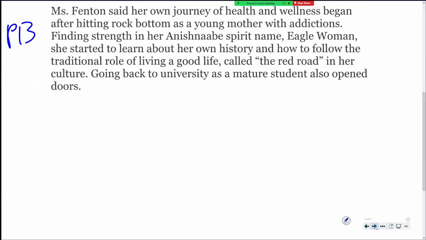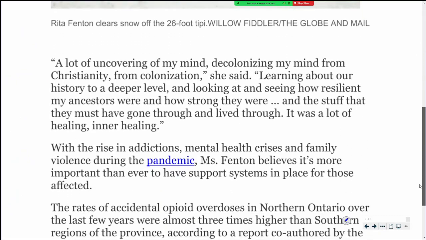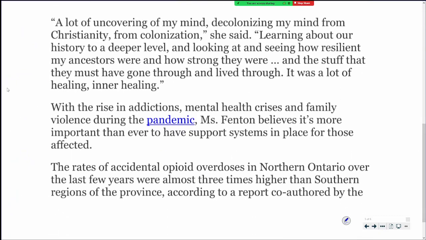Paragraph 13. So paragraph 14 reads, "A lot of uncovering of my mind, decolonizing my mind from Christianity, from colonization," she said. "Learning about our history to a deeper level, and looking at and seeing how resilient my ancestors were and how strong they were, and the stuff that they must have gone through and lived through. It was a lot of healing, inner healing." With the rise in addictions, mental health crises, and family violence during the pandemic, Ms. Fenton believes it's more important than ever to have support systems in place for those affected.